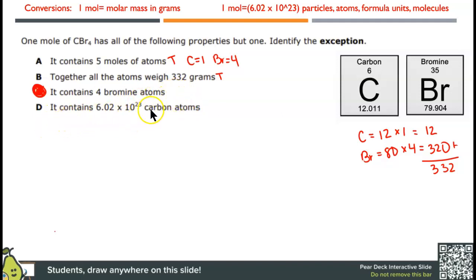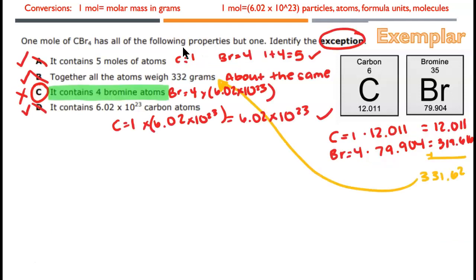It contains 6.02 times 10 to the 23rd carbon atoms. Yes, that is true, right? Because it says 1 mole of that many. And there's only one carbon atom, so that means there's 1 mole of that many carbon atoms, which is 602 sextillion. So the correct answer is, well, the incorrect answer, the exception is C.